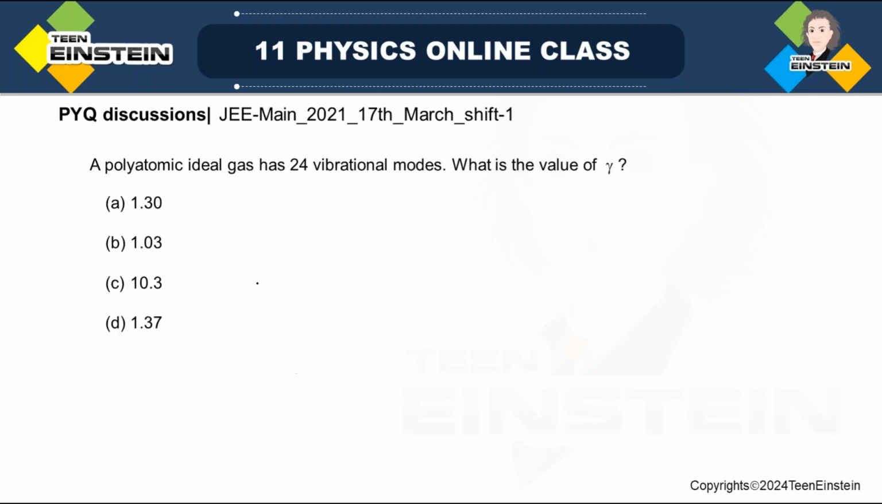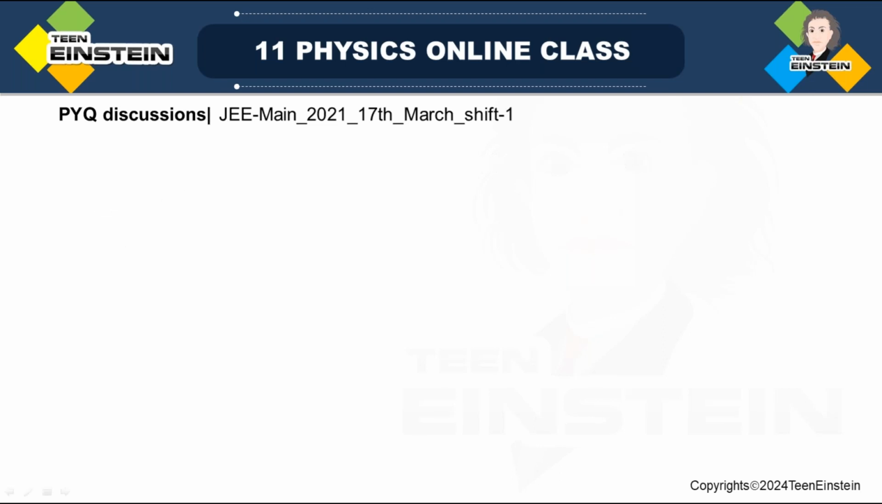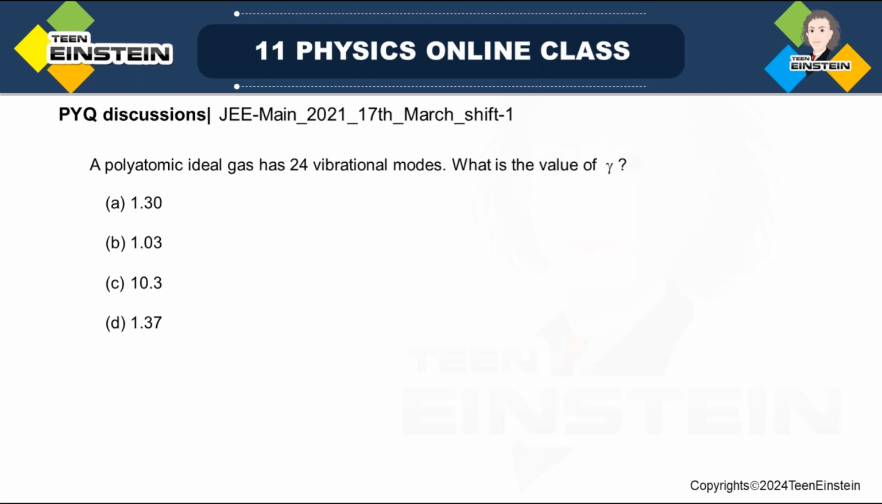Now we'll solve this problem. I have two more problems. This one is from KTG. A polyatomic ideal gas has 24 vibrational modes. What is the value of gamma? Gamma means Cp by Cv.